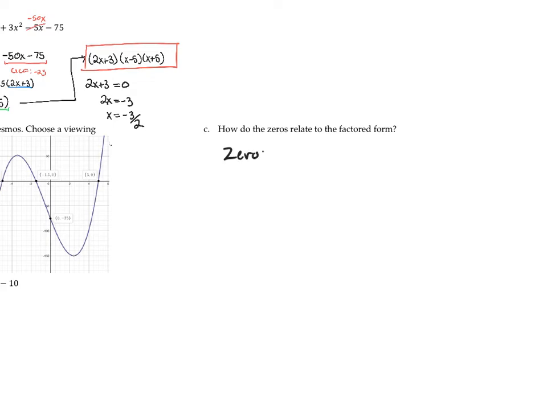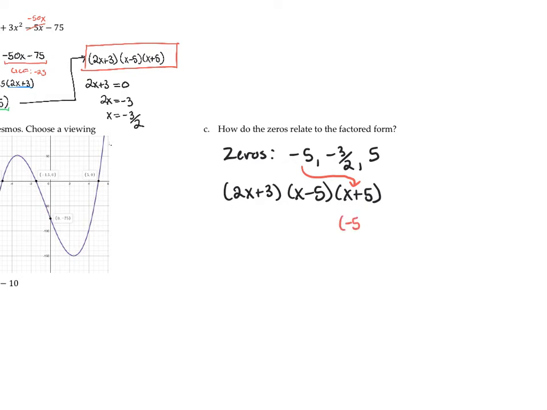So notice that our zeros were negative 5, negative 3 halves, and positive 5. And our factored form was 2x plus 3 multiplied by x minus 5 multiplied by x plus 5. Now each of these zeros, when I plug it into the x of a corresponding factor, will zero out. So if I plug negative 5 into the factor x plus 5, I get 0. If I plug negative 3 halves into this factor, 2 times negative 3 halves plus 3, I get 0. If I plug 5 into this factor, I get 0.